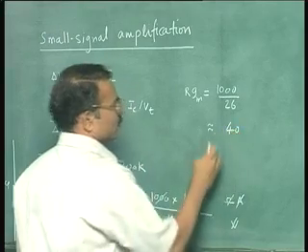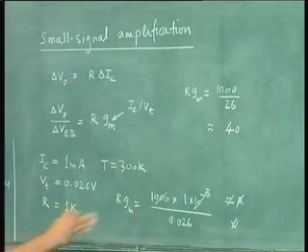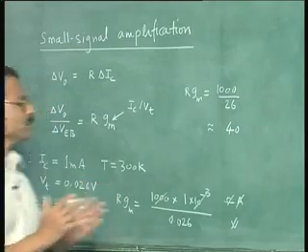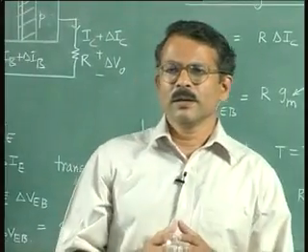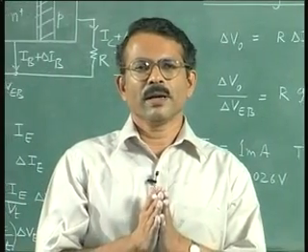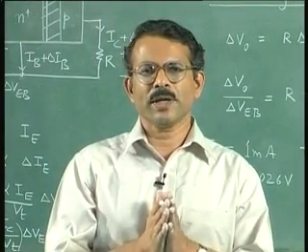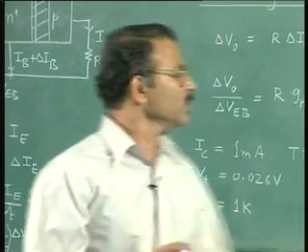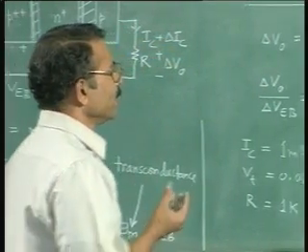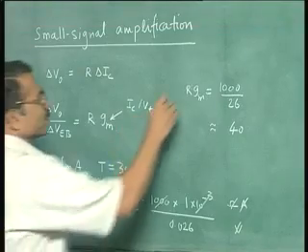It's less than 40, maybe around 38 or something. We want just an approximate figure. So, about 40. You find that the change in the voltage across the resistance is 40 times the change in the voltage across the emitter base junction. So, this is what is meant by amplification.